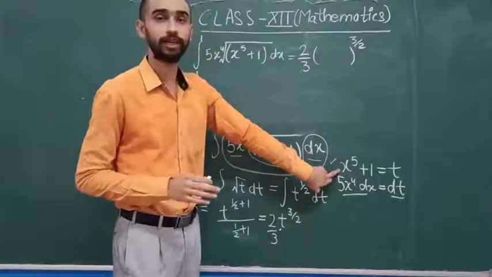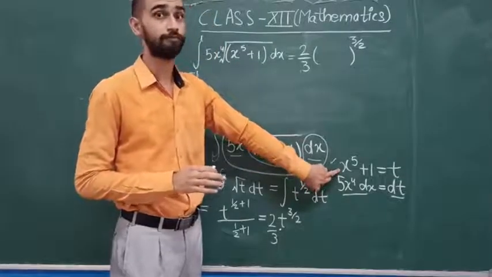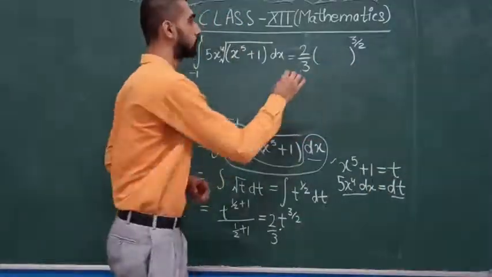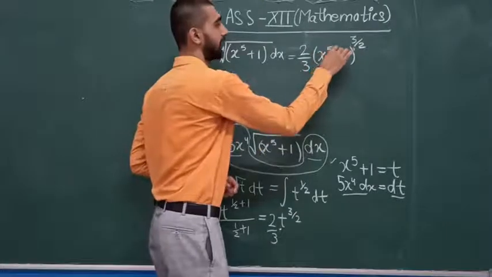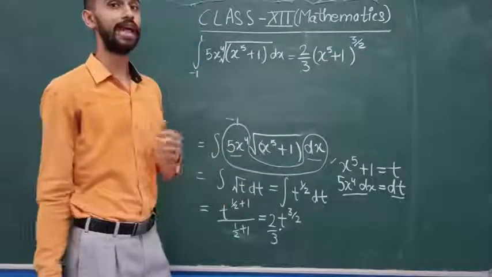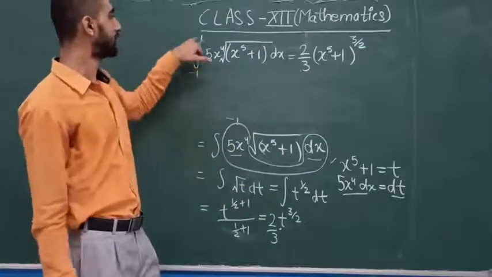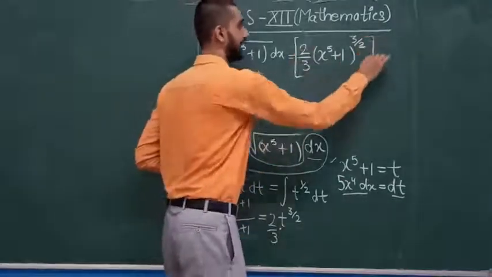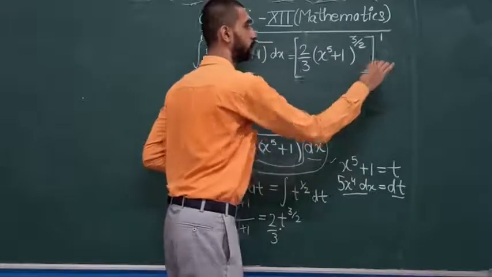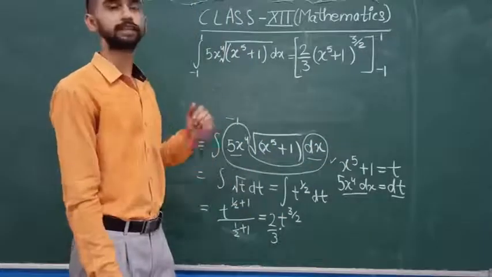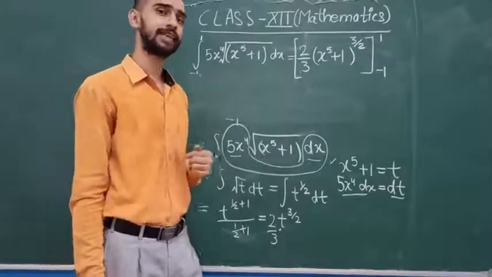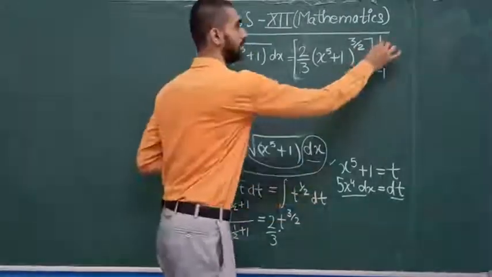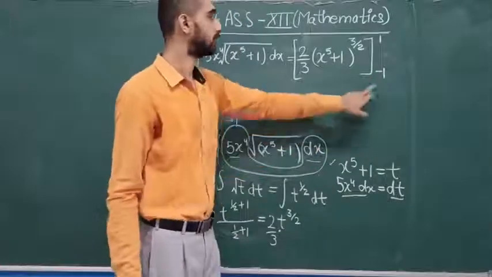The value I had put here, x to the power 5 plus 1 equals t, I will put that t back as it is. It will become x to the power 5 plus 1. And you know, for definite integration with limits, we substitute like this, from -1 to 1. And what is the second step? In the second step, we will write the upper limit, that is 1, and then minus the lower limit.